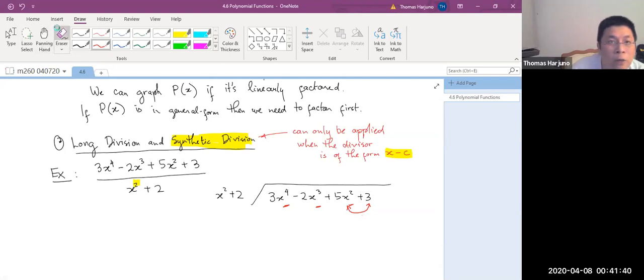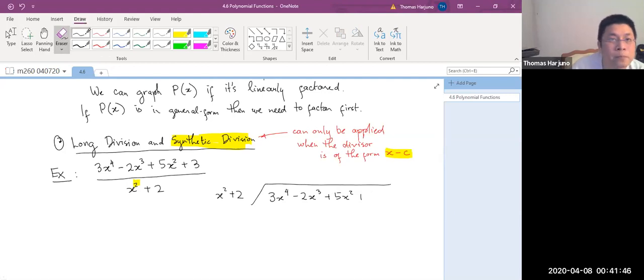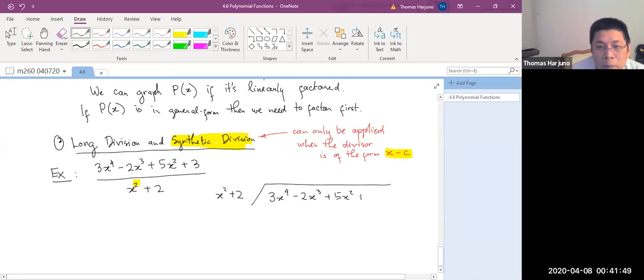Okay, now if you have that situation, then you need to insert a placeholder. Insert a placeholder plus 0x plus 3. Okay, now we call this guy here a placeholder.